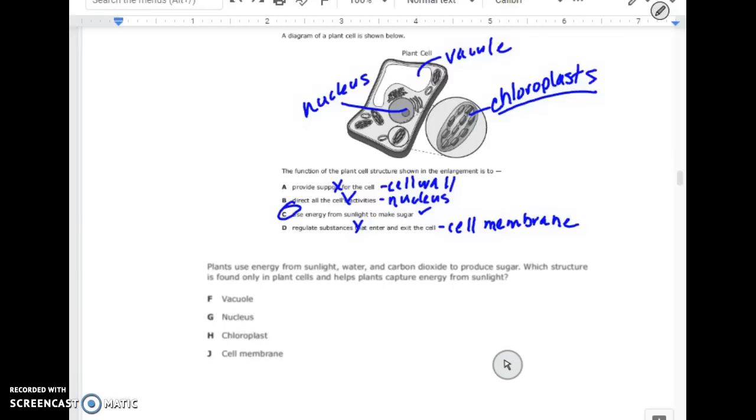Second question. Plants use energy from sunlight, water, and carbon dioxide to produce sugar. Which structure is found only in plant cells and helps plants capture energy from the sun? Okay, we reviewed those earlier. Well, only in plant cells, it's either going to be the cell wall or it's going to be the chloroplast.